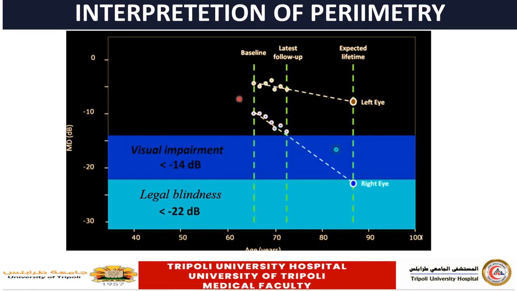So for this patient, we need to take new actions, either modify the treatment or convert him to surgical intervention, because as you can see, you can predict that the progression of this patient for the left eye is very high. And the visual impairment is more than minus 14 decibel, and this is advanced legal blindness.